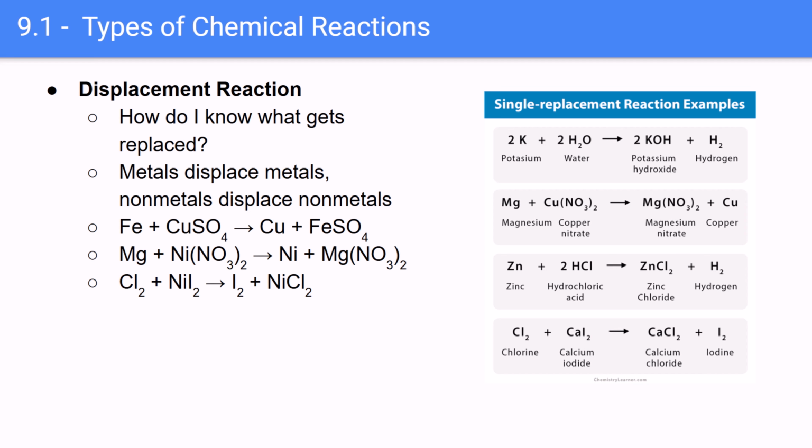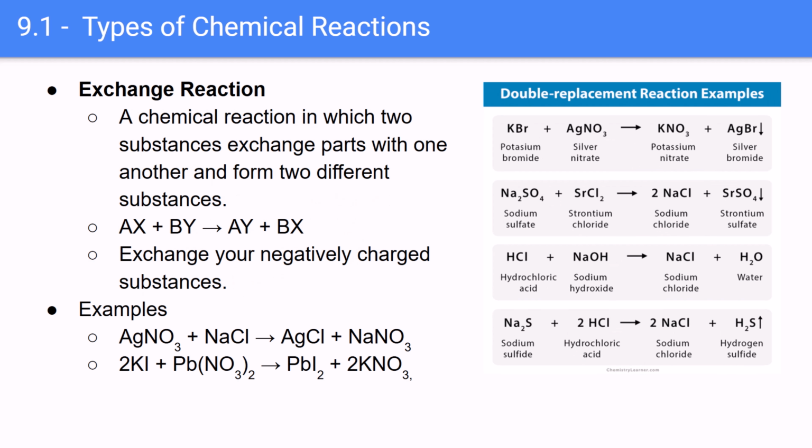So figuring out what displaces what is based off of the nature of the individual element that is by itself. If it's a metal, it will replace the metal. If it's positively charged, it will replace what's positively charged, and if it's negatively charged, it will replace what is negatively charged.